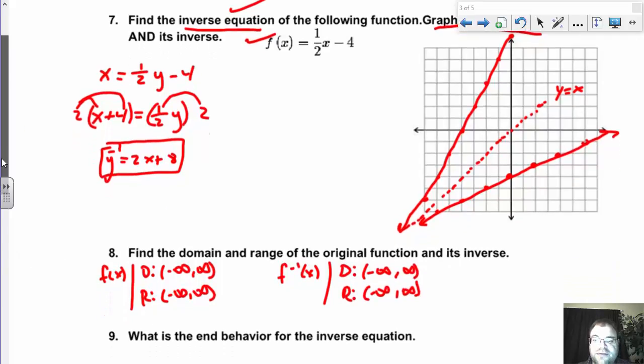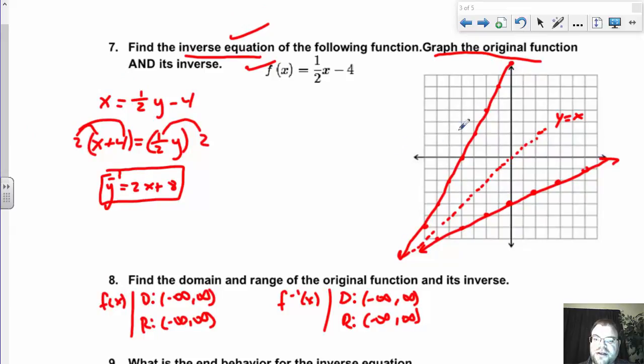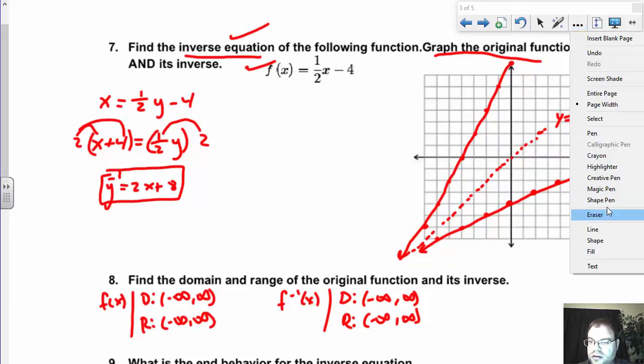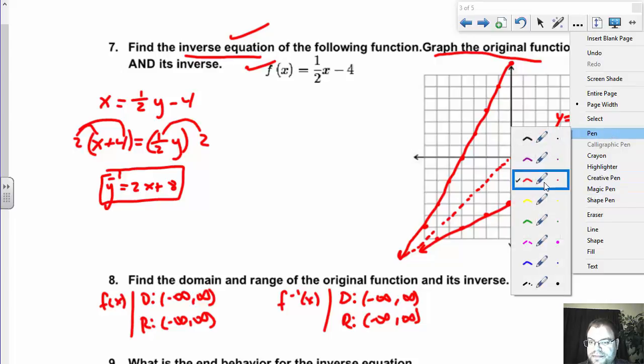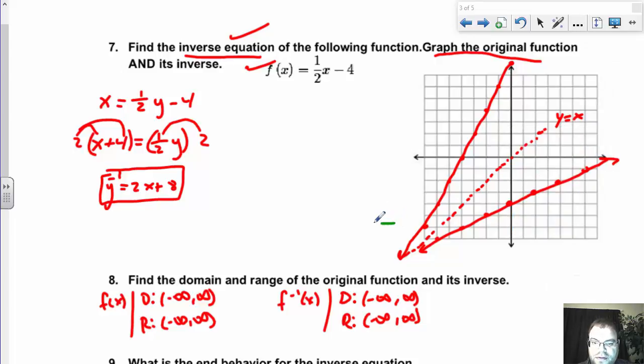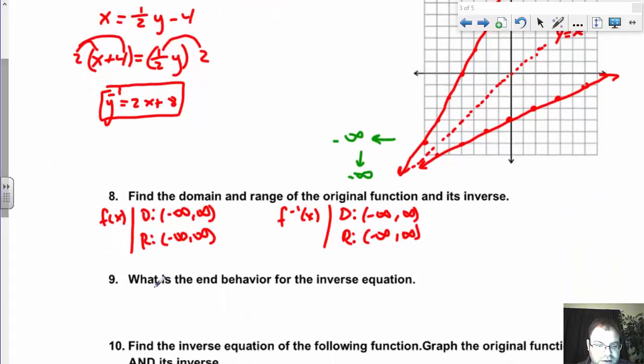Okay, it wants to know the end behavior for the inverse. Remember, this is the inverse right here. Let's change the pen color here. If I go in this direction forever, x will go to negative infinity. And what's happening to the graph as I go this way? It's going down. The y value is going down also to negative infinity. So that's worth noting. So I'll start off with that.